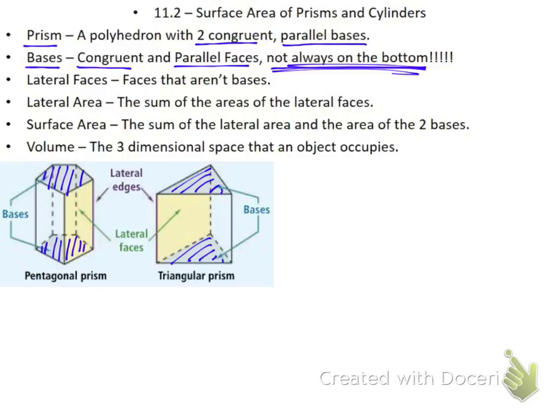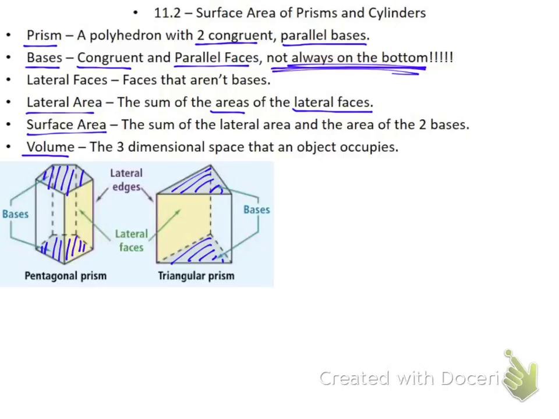So we have to make sure that we're careful about identifying the bases. Again, if it's not a box, and when I say box I mean made up of all rectangles, it's going to be the two faces that are different. The three things we're going to find today are lateral area, surface area, and volume. Our lateral area is the areas of all the lateral faces, which are the shapes that are not the bases. So the faces of my shape that aren't bases.